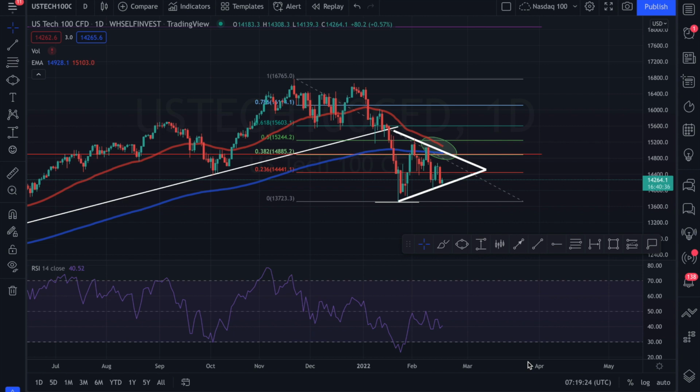Hello guys and welcome to Daily Market Movements. Welcome to another episode where today we're going to be talking about the NASDAQ 100 futures chart.